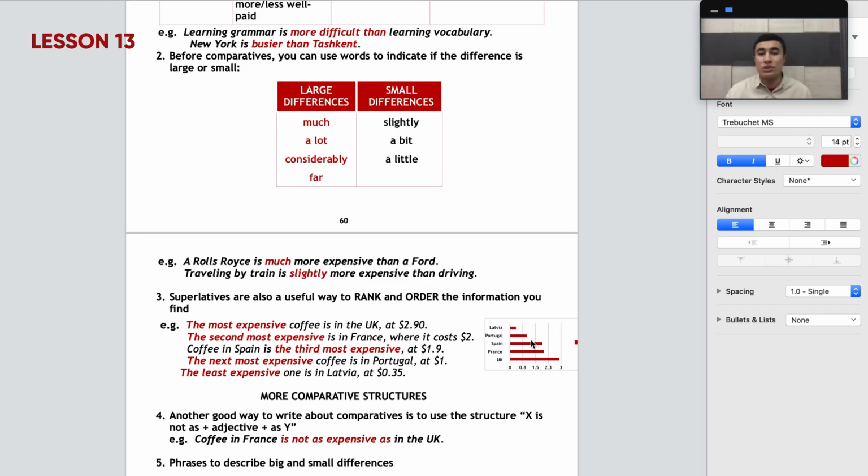So in order to show the order, you can say the most expensive coffee is in the UK at $2.9. The second most expensive coffee is in France, where it costs $2. Coffee in Spain is the third most expensive at $1.9. The next most expensive coffee is in Portugal at $1, and the least expensive one is in Latvia at $0.35. I hope this is clear, guys.